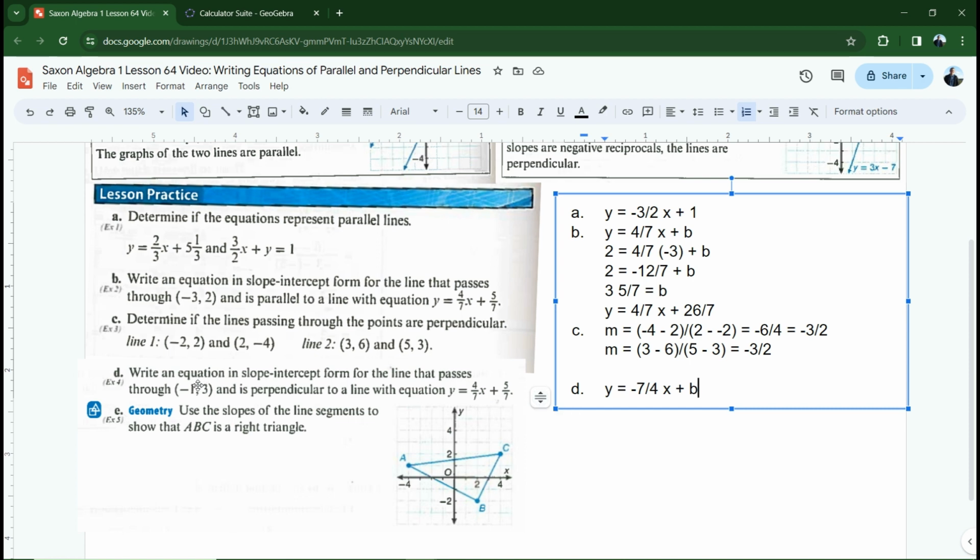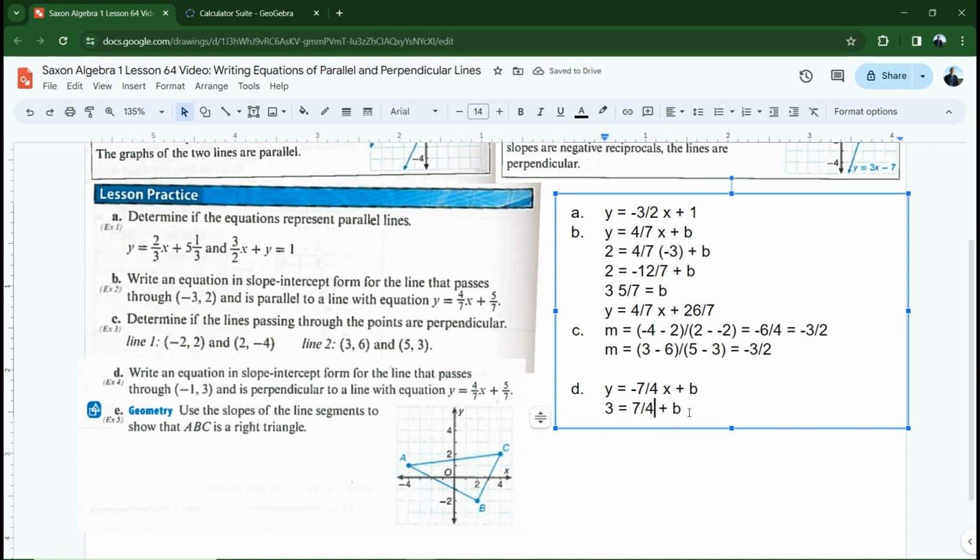Has to pass through -1, 3. So let's plug in -1, 3. 3 is my y equals -7 over 4 times -1 is my x plus b. Well, that's just going to change 7/4 to positive. -7/4 times -1 is just 7/4. 7/4 again is 1 and 3/4.